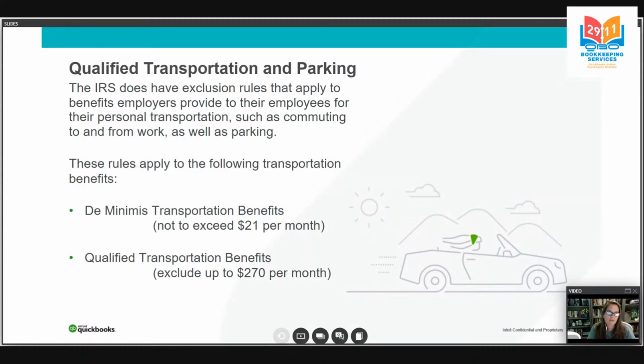The IRS does have exclusion rules that apply to benefits employers provide to their employees for personal transportation, such as commuting to and from work, as well as parking. The de minimis transportation benefits can't exceed $21 per month. And then there are qualified transportation benefits, and you can exclude up to $270 per month.